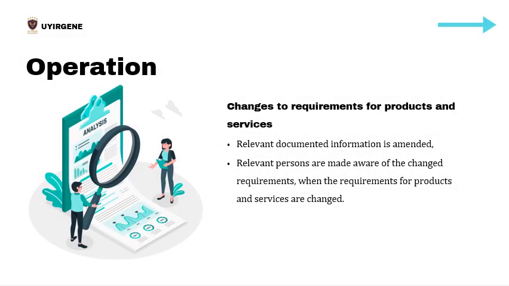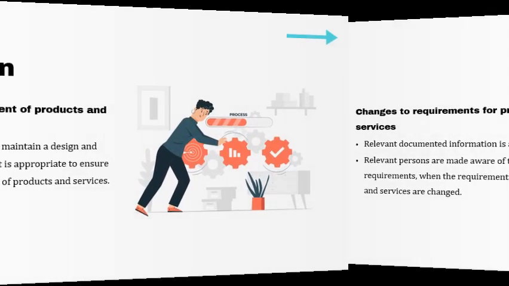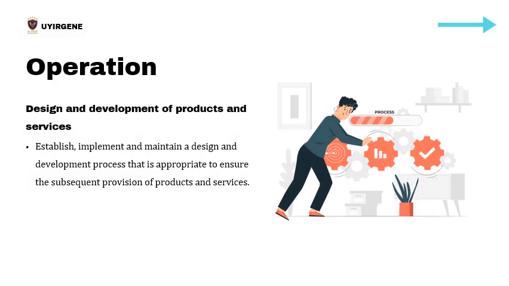Changes to requirements for products and services. The organization shall ensure that relevant documented information is amended, and that relevant persons are made aware of the changed requirements, when the requirements for products and services are changed. Design and development of products and services. The organization shall establish, implement, and maintain a design and development process that is appropriate to ensure the subsequent provision of products and services.